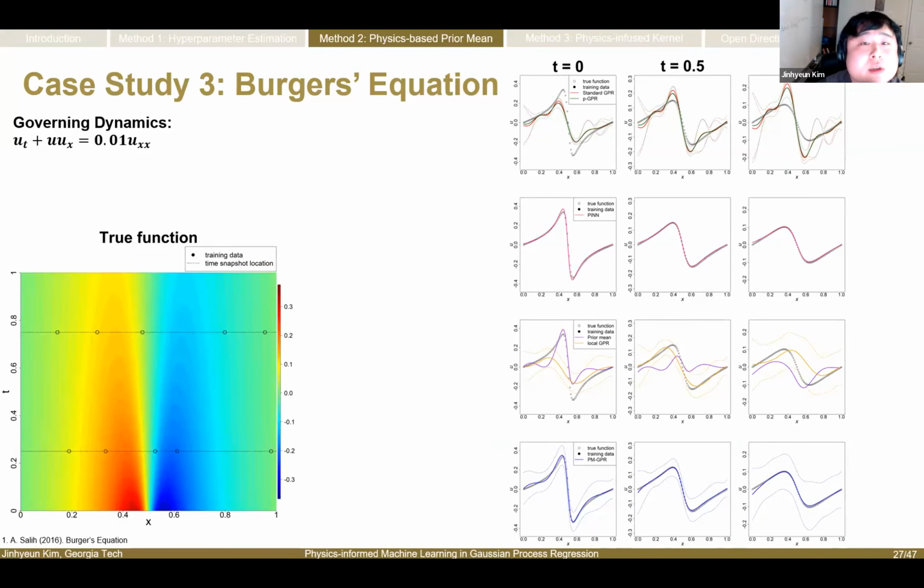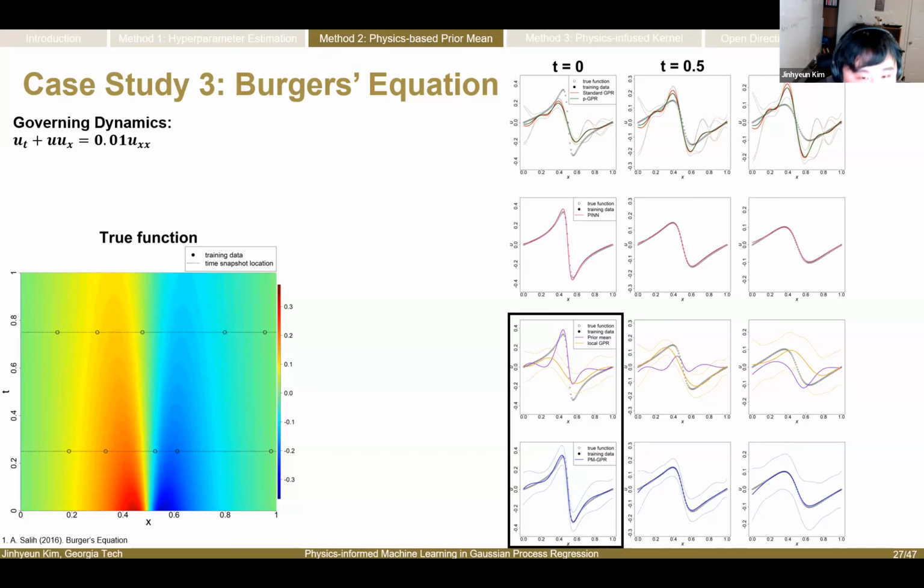This is the 1D plot at different time locations. When you look at the black box, which shows the priming purple line, and the yellow, which is the local GPR, it is seen that the uncertainty of the yellow line, the confidence interval, has a moderate interval, right?